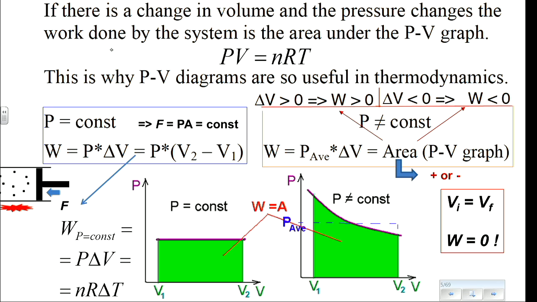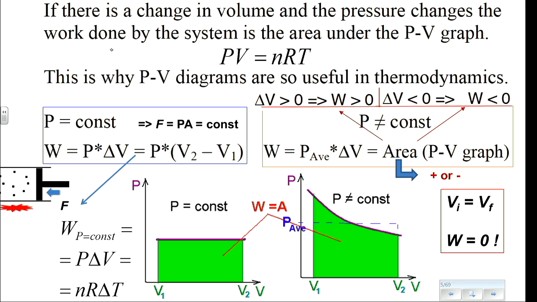If we increase the volume, this difference is positive. If we decrease the volume, this difference is negative. Here, if we use the area, we need to remember that sometimes we have to choose a plus when the volume increases, and when the volume decreases, we should choose a minus for this area. And when the volume doesn't change, there is no work, no matter what is happening. It might be getting hotter and hotter, but if the volume is constant, there is no work done. Mechanical work, that's what we call it.